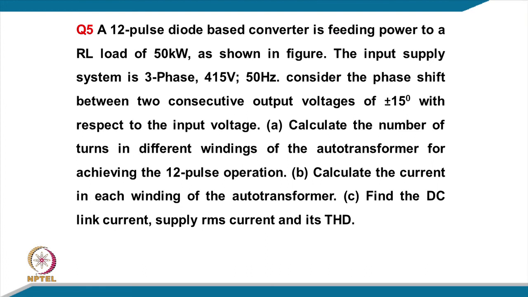So, now coming to the 5th example: a 12 pulse diode bridge converter feeding an RL load of 50 kilowatt as in the figure. The input supply is 3 phase 415 volt 50 hertz. Consider the phase shift between 2 consecutive voltages of plus minus 15 degree with respect to the input voltage. A, calculate the number of turns in different windings of the autotransformer for achieving 12 pulse operation. B, calculate the current in each winding of the autotransformer. Find the DC link current, supply RMS current, and its total harmonic distortion.